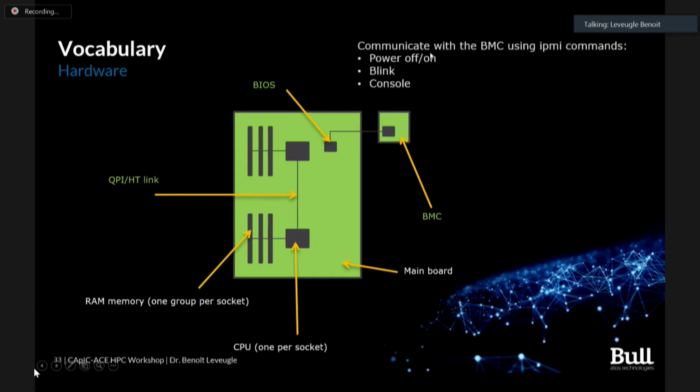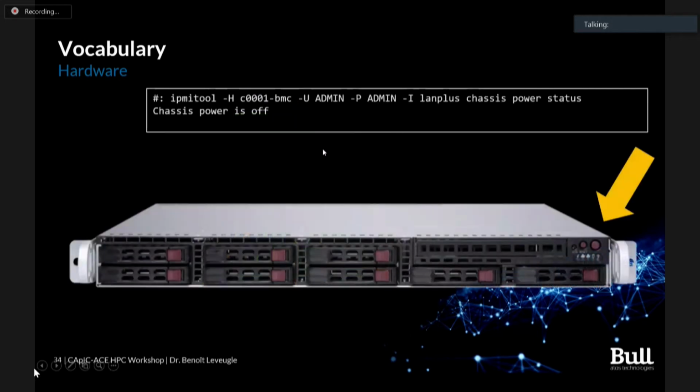So we are going to use the BMC to communicate with the board to power off, blink, console, etc. One of the most common tools you're going to use is ipmitool. Here, for example, I say I need to power off my server. Let's have a specific look here on the right at the LEDs. You have the status LED, which I will show you later, and you have the power button and the reset button.